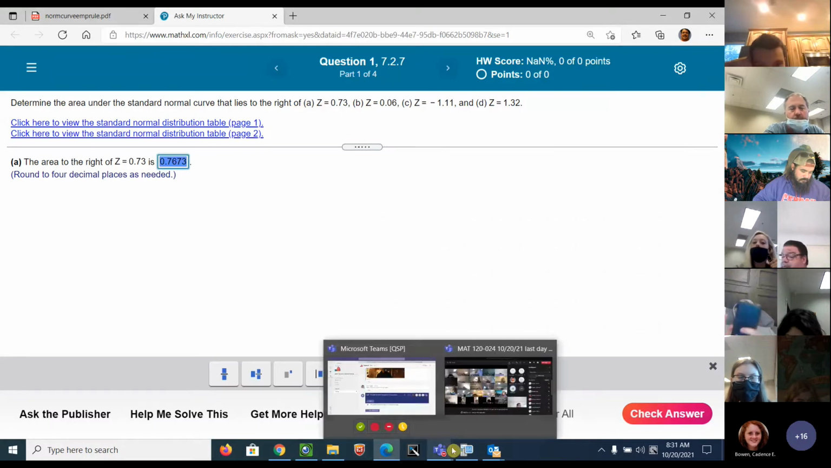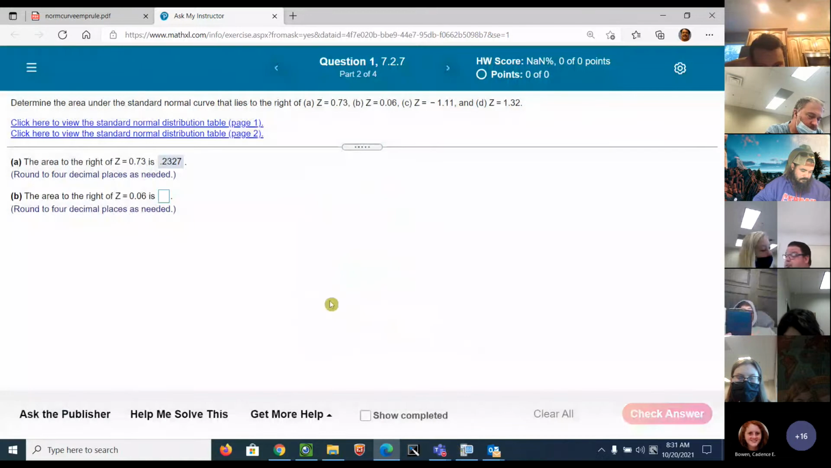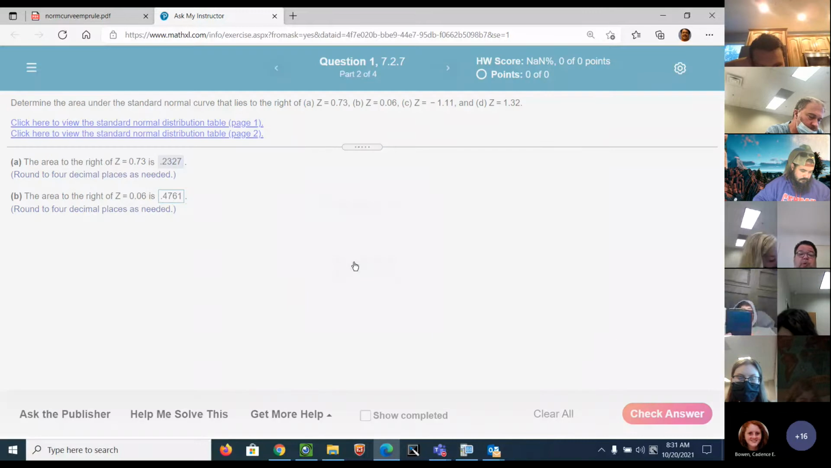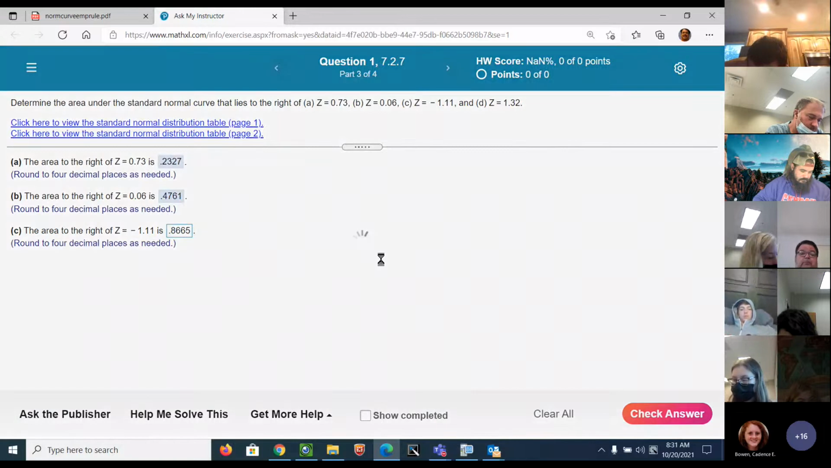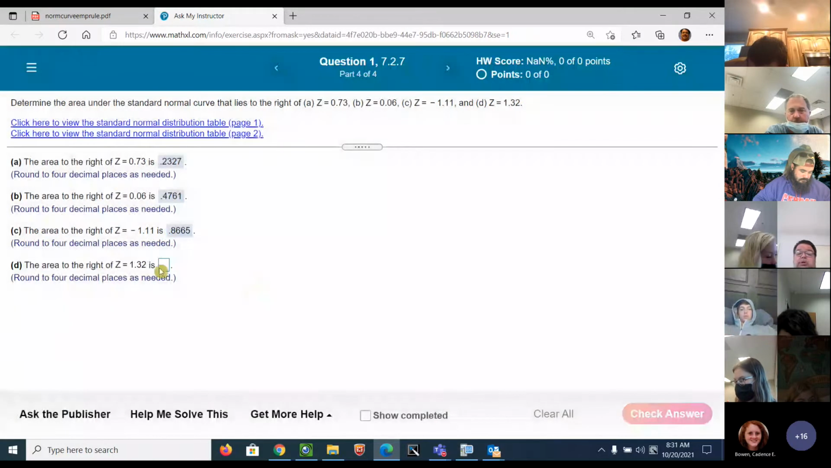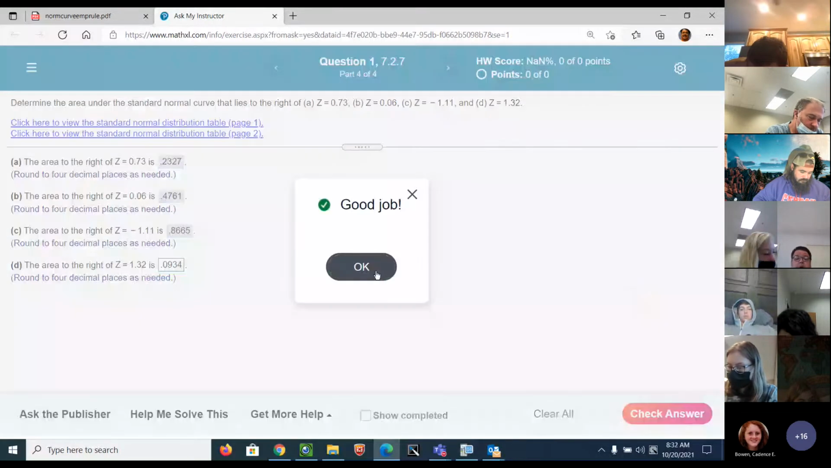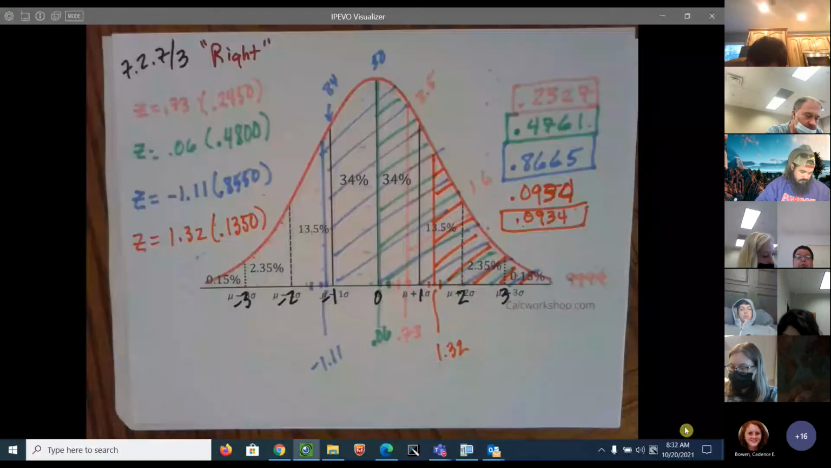Point negative 7 plus 8 is 0.2327. And the next one is 0.4761. And the next one is 0.8665. And the next one is 0.0934. And just to show that again, there is the sheet. So we did one with 4 on the left, and we did one with 4 on the right. There's 8 test questions right there.